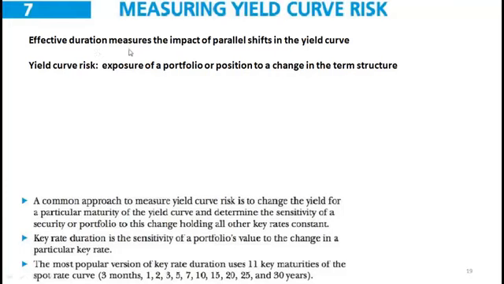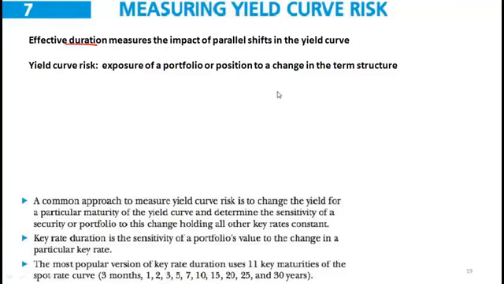So effective duration only measured the impact of a parallel shift in the yield curve. And Basit, what was the most basic interpretation of duration? The percentage change in price or the actual change in price? Yeah, so the most basic interpretation of duration was that if there is a 1% change in yield, what is the percentage change in the price of your bond or bond portfolio? If the duration is 2, what did that mean?